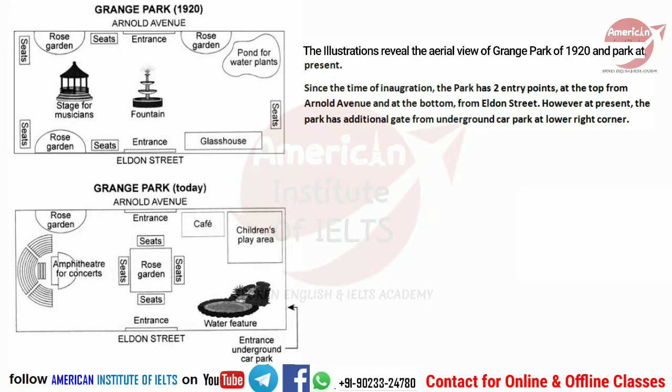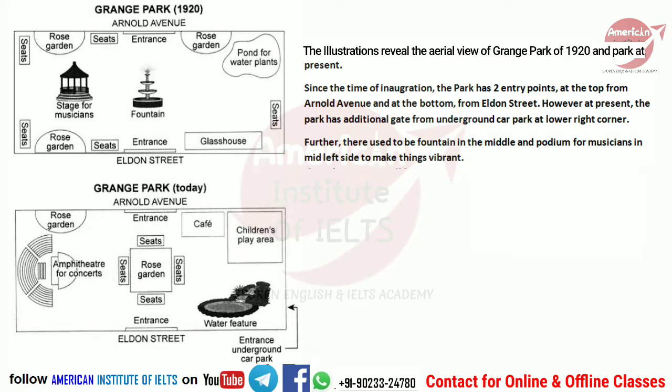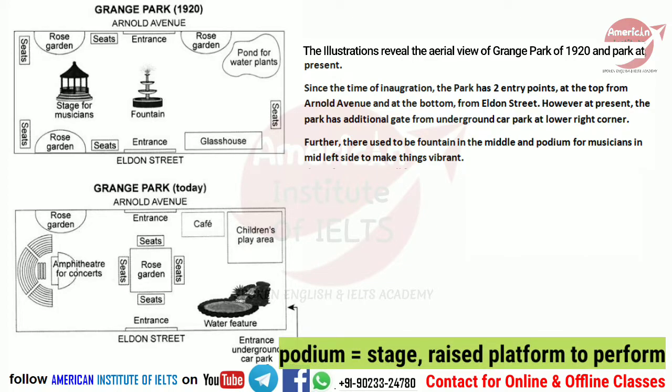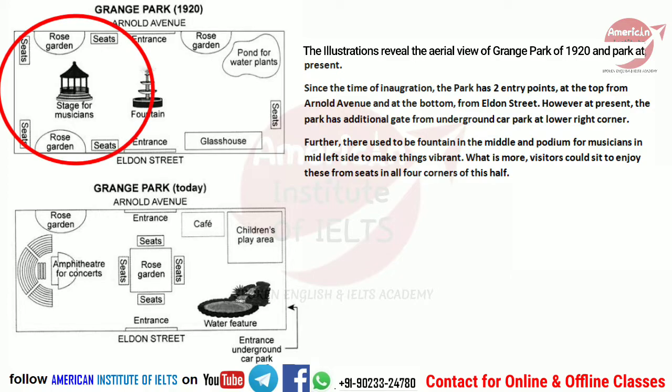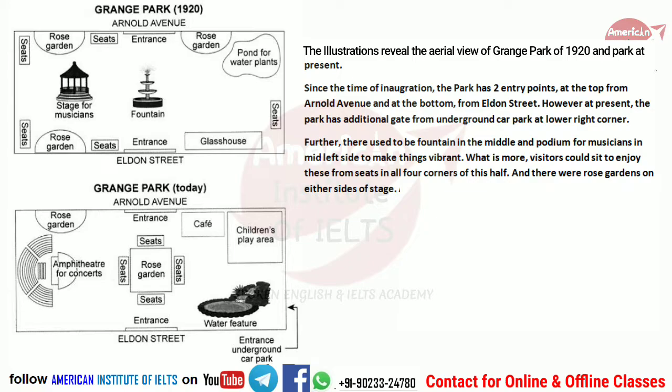Now let's talk about other things which were present earlier. Further, there used to be a fountain in the middle and a podium for musicians in the mid left side to make things vibrant, meaning entertaining. What is more, visitors could sit to enjoy these from seats in all 4 corners of this half, and there were rose gardens on either side of the stage, on the top as well as the bottom.